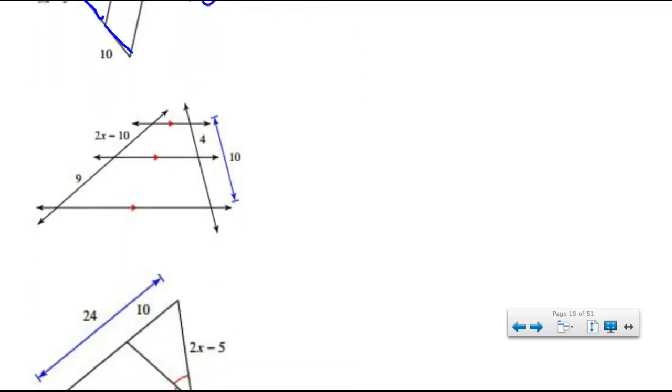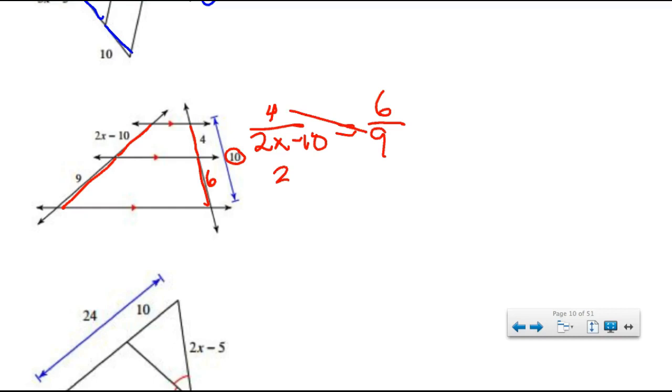The next setup, all right, we've got the parallel lines being cut. Everything's cut in proportion. So I think what I'm going to do is do 10 minus 4 to get a 6 on this one. And I'm just going to set it up. 4 is to 2x minus 10 as 6 is to 9. And I can reduce 6/9 if I would like to, or I can leave it. That's completely up to you. I'm just going to leave it for now.